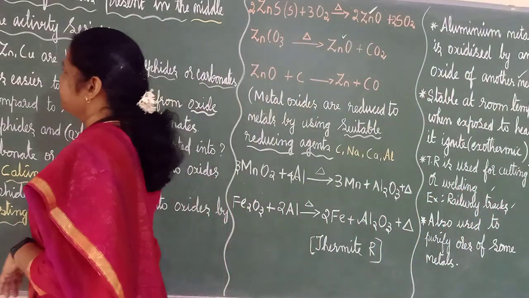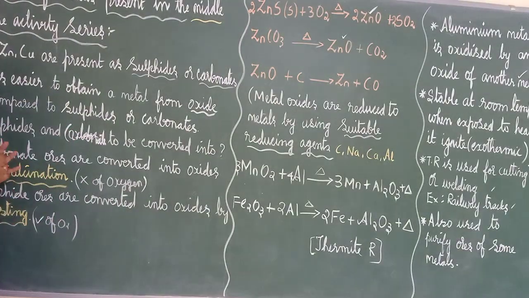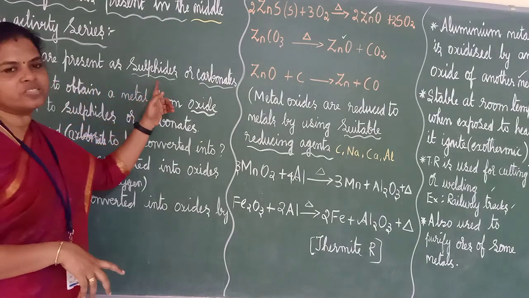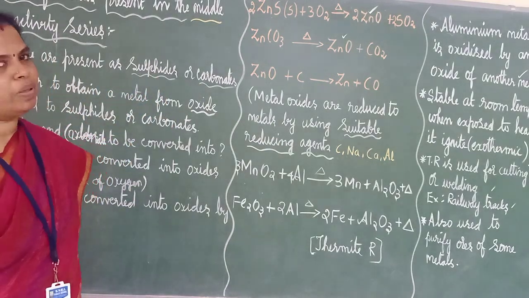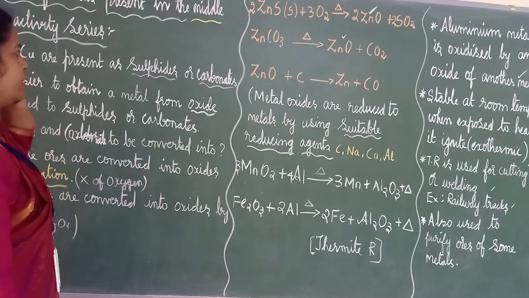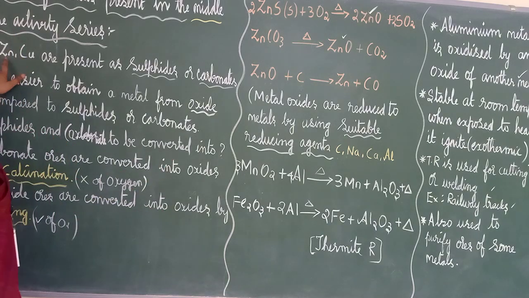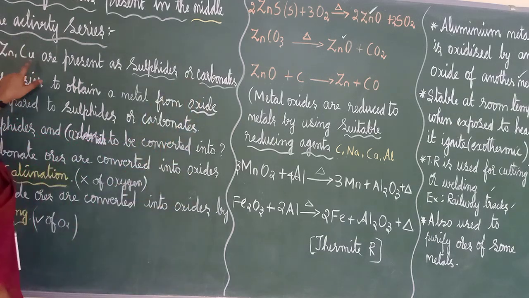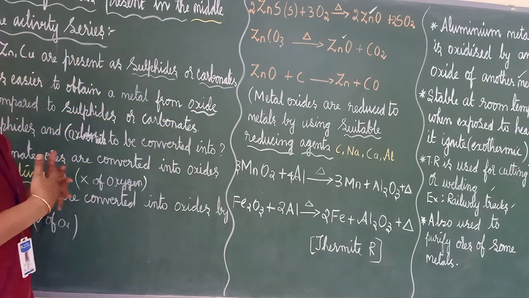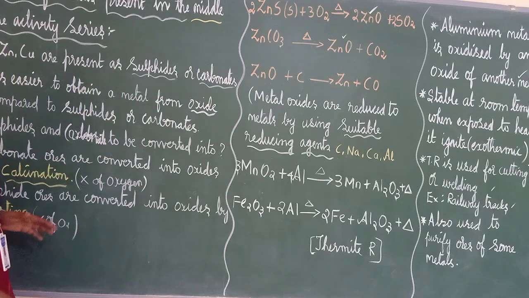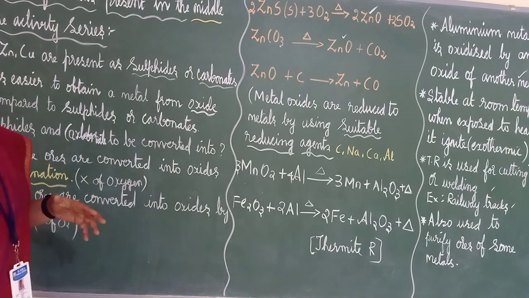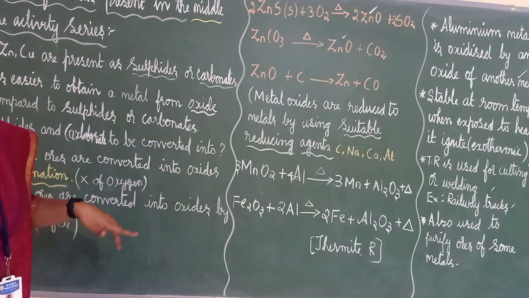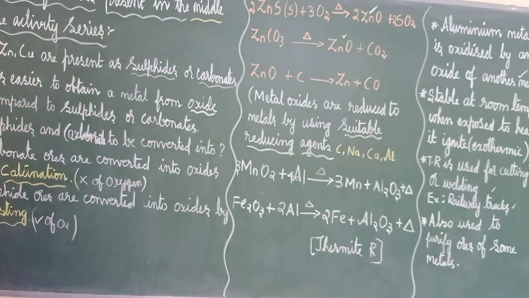The first ones are iron, zinc, and copper. They are present in the form of sulfides or carbonates. For example, sulfide combined with zinc gives zinc sulfide. Combined with carbonate, zinc carbonate. Copper, same way, copper sulfide, copper carbonate. Like that, combinations can be seen. Now, I told you it is very easy to obtain metals from oxides compared to sulfides or carbonates.